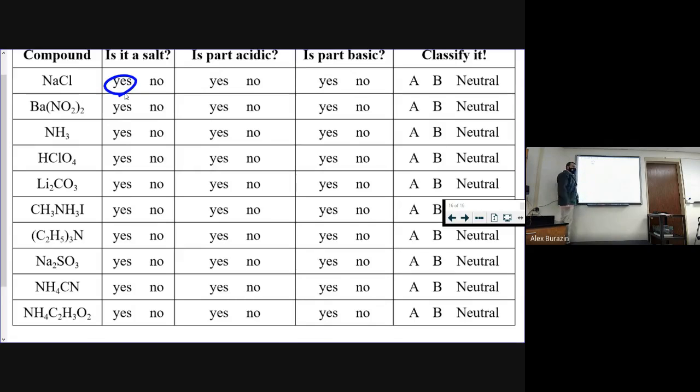Barium nitrite, salt? What do you need to have a salt? Metal, nonmetal, or metal to polyatomic ion, right? Something like that. Barium nitrite, is it a salt? It is. That's a metal. That's a polyatomic ion. Perfect.